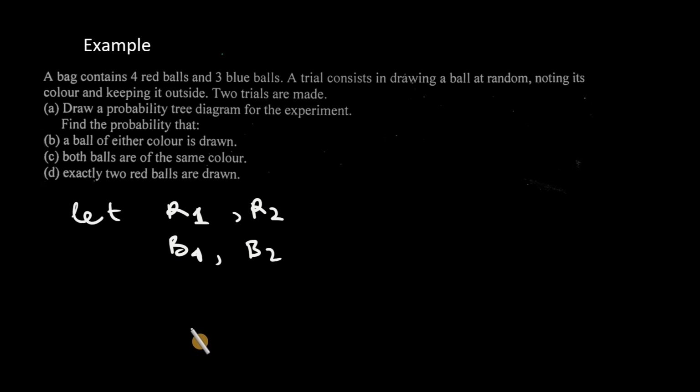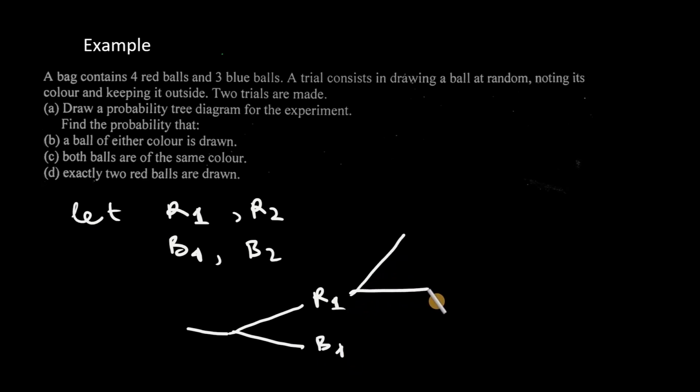trial. So there were 2 trials, which means in my probability tree, we have the first trial, which is always made of 2 branches: I had a red ball in the first trial and I had a blue ball in the first trial. The second trial will be made of 4 branches, 2 branches here, 2 branches here. And then in the second trial I had R2, that is the second red ball, and I had the second blue ball. Here I had the second red ball, here I had the second blue ball.